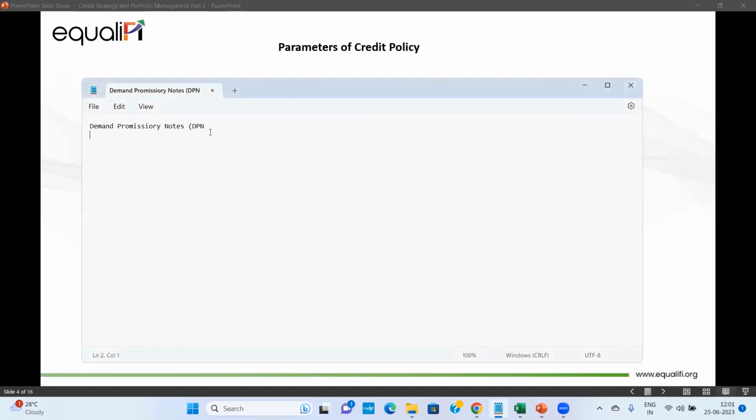So a demand promissory note is a legal paper. You make it mandatory in the credit policy that your agreement must have a DPN. Your agreement must have this clause. So when you formulate a credit policy, you formulate documentation and loan agreement policy as well to mitigate any kind of future delinquency, right?